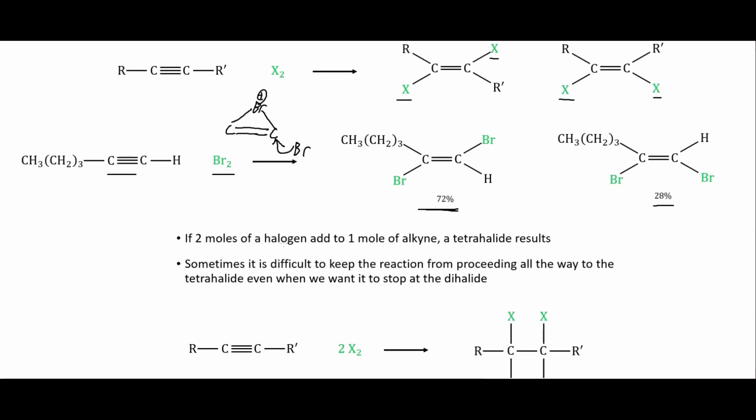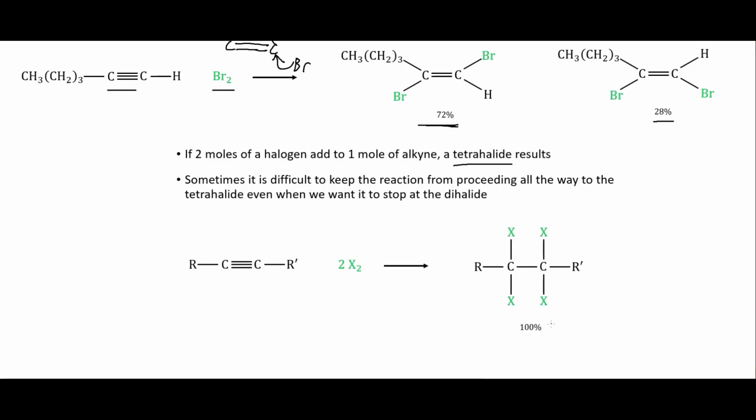So if 2 moles of the halogen add to 1 mole of the alkyne, we can get a tetrahalide. So something that looks like this, where we have 2 halides on both of the carbons that were involved in that triple bond. And so sometimes it can be difficult to keep the reaction from proceeding all the way to the tetrahalide, even when we want it to stop at the dihalide. And so you would probably have to take very good care to make sure that you have the right mole to mole ratio and the right conditions and things like that in order to prevent it from going to the tetrahalide rather than one of these dihalides here.